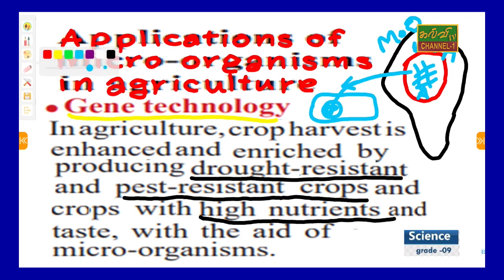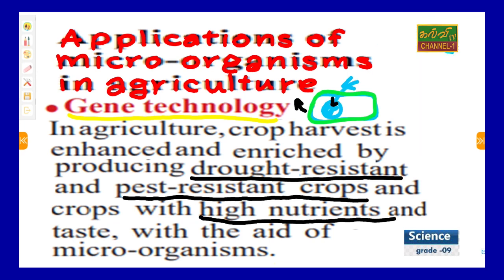So we have a plant cell. The plant cells don't have the vitamin A factor. What happens? The scientists inject the vitamin A factor into these plant cells, and if it is combined with them, this plant will also produce vitamin A, right? This technology I have identified as gene technology. Okay, we will go to the next slide.